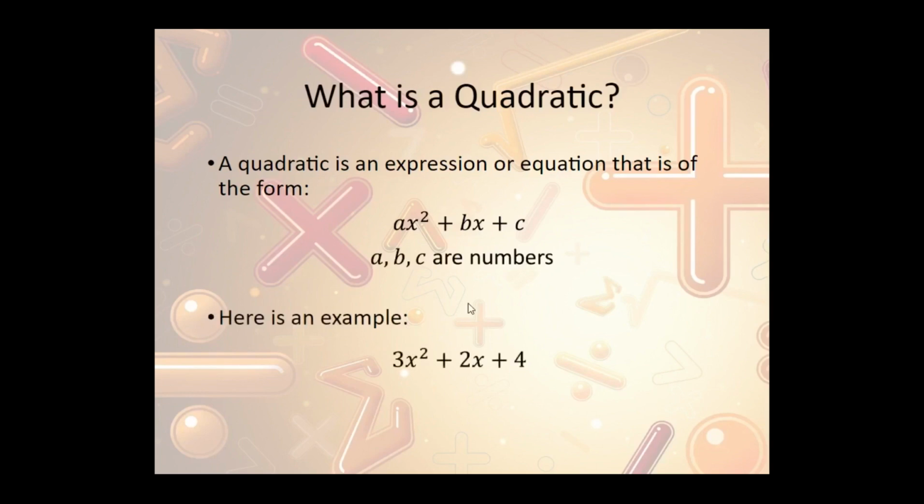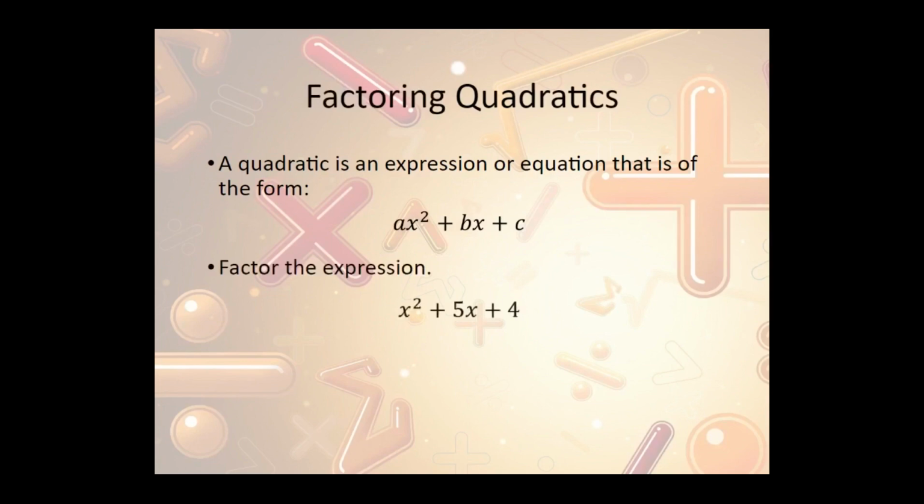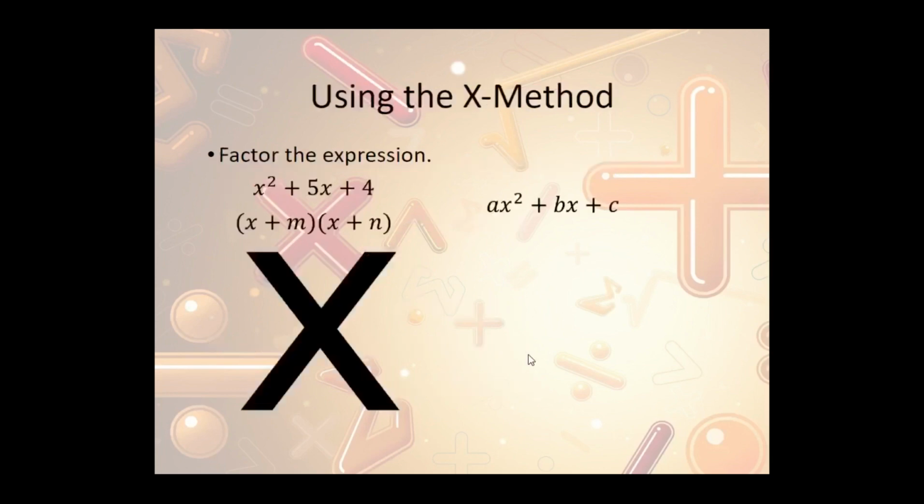That would be an example of a quadratic. So if I ask you to factor this quadratic, x squared plus 5x plus 4, the solution is going to be of this form: x plus m times x plus n, and m and n will be some number. So we need to figure out what numbers need to go in these two spots. And the way we do it is by using the x method.